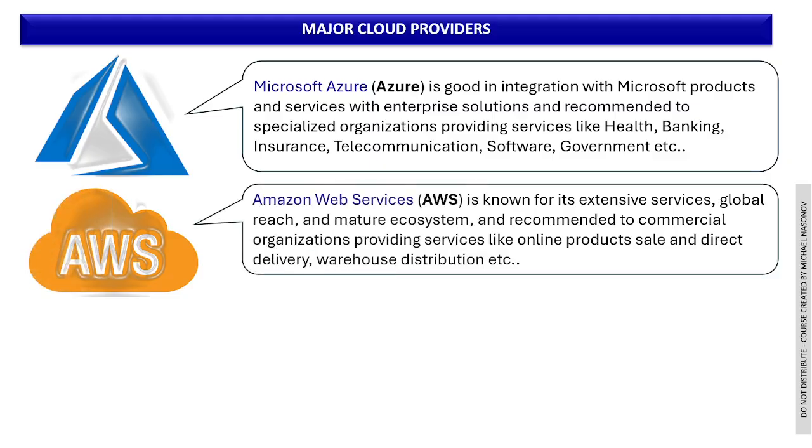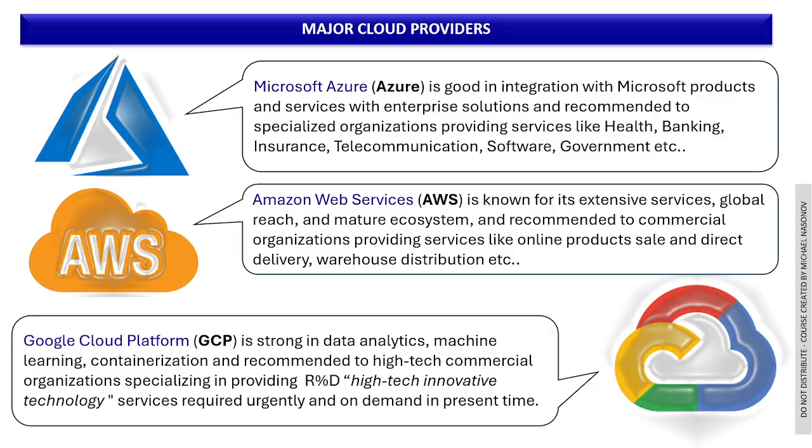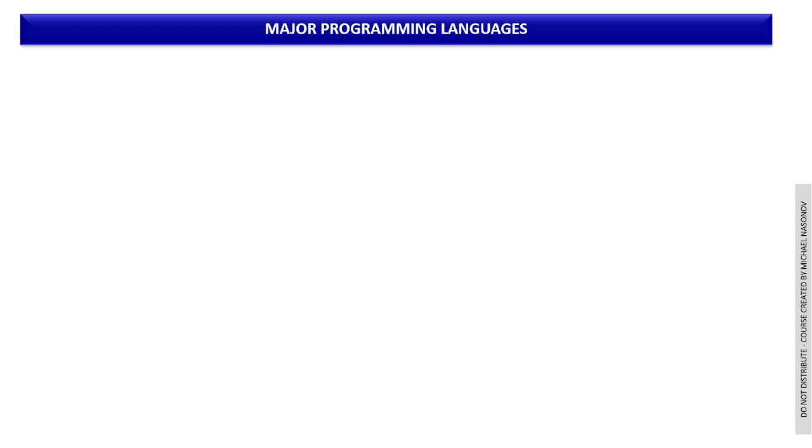Amazon Web Services, AWS, is known for its extensive services, global reach, and mature ecosystem, and is recommended to commercial organizations providing services like online product sales and direct delivery, warehouse distribution like door to door, and so on. Simply speaking, all of us are well aware of the Amazon web store. And finally, Google Cloud Platform (GCP) is strong in data analytics, machine learning, and containerization, and is recommended to high-tech commercial organizations specializing in R&D, research and development, and high-tech innovative technology services required urgently and on demand, in real time. You need to be aware. You don't have to be a specialist, and you don't need to understand it in depth as a project manager.